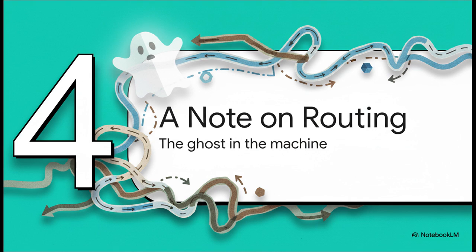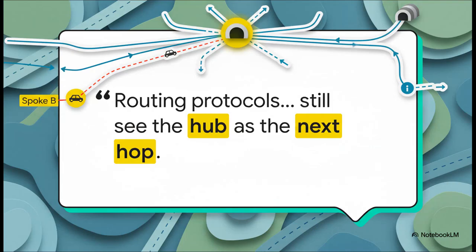Let's talk about routing, or what you might call the ghost in the machine. Because even though our data is taking a brand new shortcut, the old maps are still in place. And this detail is absolutely critical. The underlying routing protocols, the EIGRPs, the OSPFs of the world, the things that actually build the network's official roadmap, they are completely clueless about this new shortcut. As far as their logic is concerned, the only way to get from A to B is still through the hub.